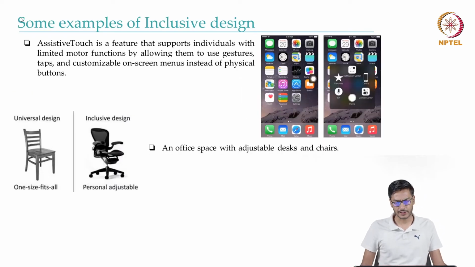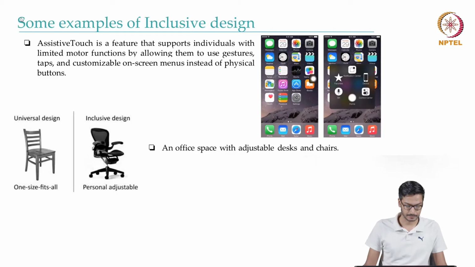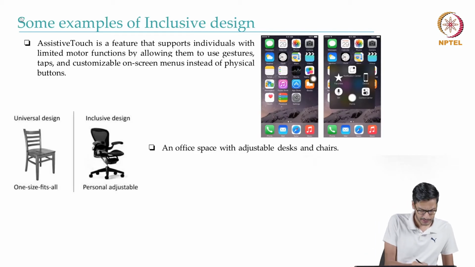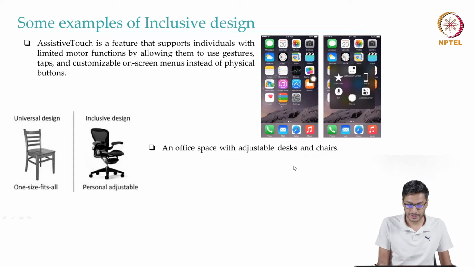The assistive touch feature on the iPhone allows individuals with limited motor functions to use gestures, taps, and customizable on screen menus instead of the physical buttons. This improves inclusivity and ensures a seamless user experience throughout. As you can see in the second picture, the first image is actually a chair that just fits everyone, while the second picture is a personally adjustable chair. The office space with adjustable desks and chairs makes up a good example for an inclusive design.